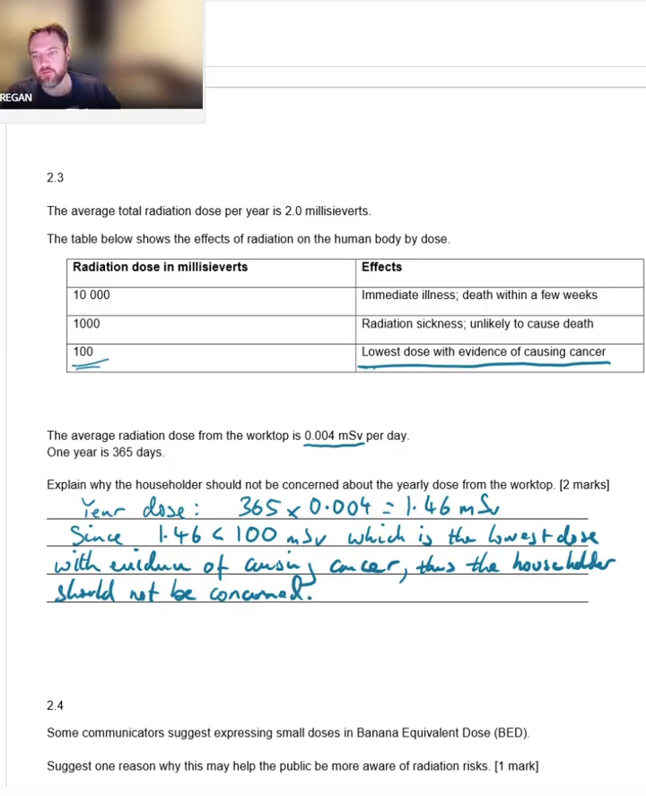So, I mean, I've written quite a bit there, to be honest, but you want to keep things nice and concise and exact. I have repeated something in the table just to make it nice and clear. My marks are coming from calculating the year dose and then my statement. That's a nice clear statement. They're going to have to give you the marks if you're that clear.